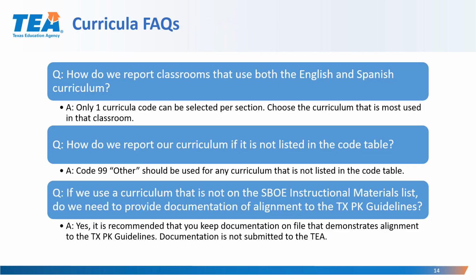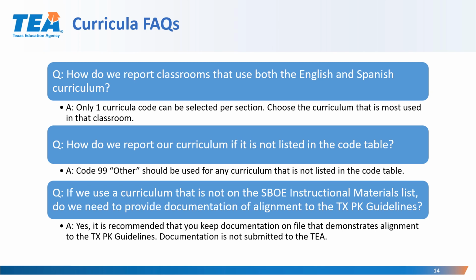Some frequently asked questions we get when submitting curricula information. Question: how do we report classrooms that use both the English and Spanish curriculum? Answer: only one curricula code can be selected per section. Choose the curriculum that is most used in that classroom.